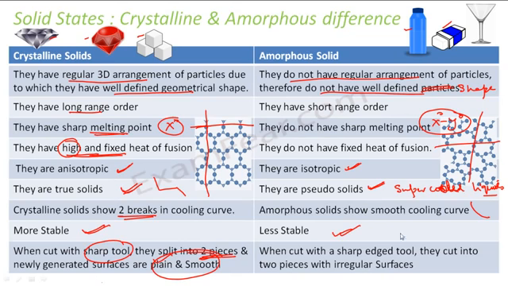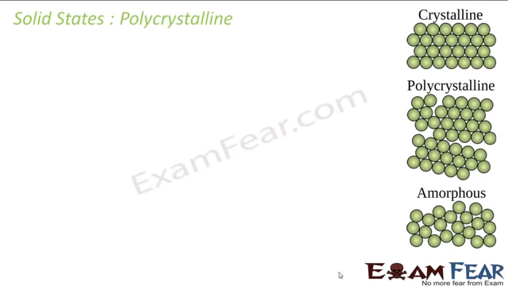But with an amorphous solid, when you cut with a knife, it will cut into two pieces, but the surface will be irregular. Please note, here it will be a plain and smooth surface, and here you will get an irregular surface. Crystalline and amorphous are the extreme cases we discussed. But naturally, all substances are not pure crystal or pure amorphous. We have something called polycrystalline, which is something in between crystalline and amorphous.